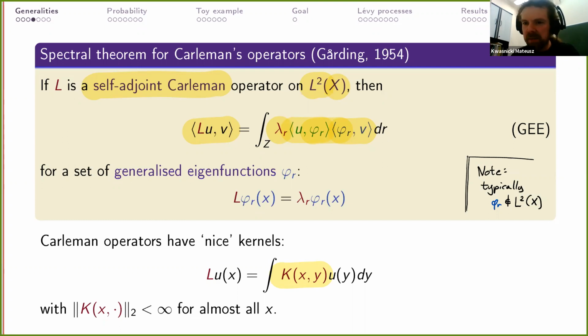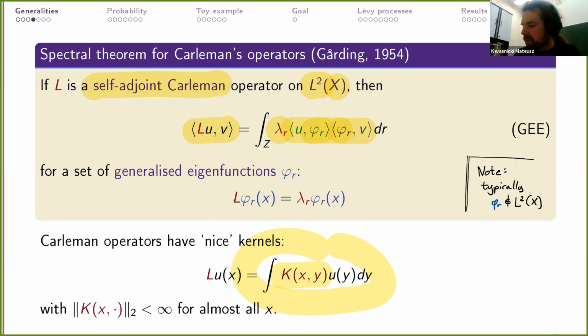These are called generalized because they typically do not belong to the L2 space, so they are not true eigenfunctions. Nevertheless, you can extend the definition of L, I mean, the formula for L, which is written here, the integral formula can be applied to these eigenfunctions. It turns out that in most cases, or under reasonable assumptions, these are true pointwise eigenfunctions of the operator L.